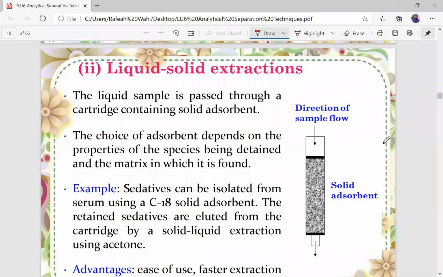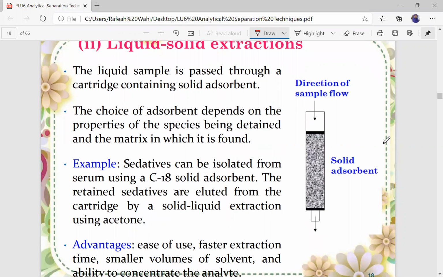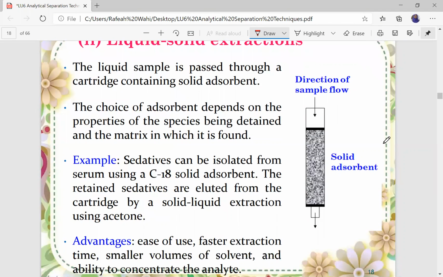Now, let's look at solid liquid extraction. In solid liquid extraction, the liquid sample is passed through a cartridge containing solid adsorbent. The choice of adsorbent depends on the properties of the species being retained and the matrix in which it is found. For example, you can isolate sedatives from serum using C18 solid adsorbent. The retained sedatives are later eluted from the cartridge using acetone.